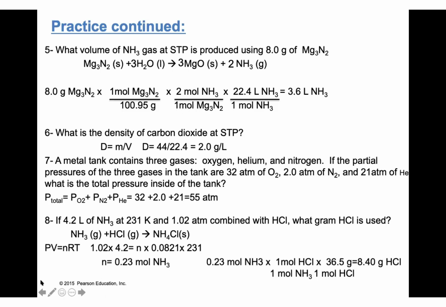Then I find the moles of NH3, and I'm going to use the coefficients to relate between NH3 and HCl. Make sure you have a balanced chemical equation. And then you find the grams of HCl. So first you should use the ideal gas law, and then because it's asking for the grams of HCl here, you should use the coefficients to convert between this compound and HCl. Okay guys, that's it for this concept.